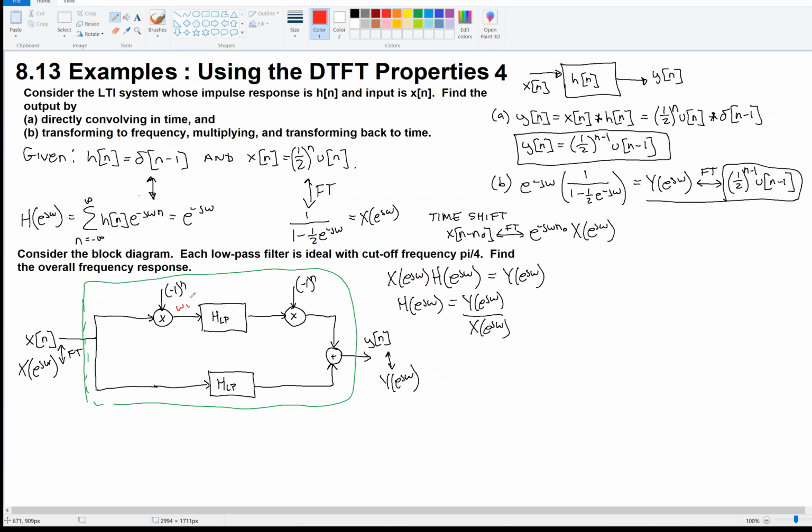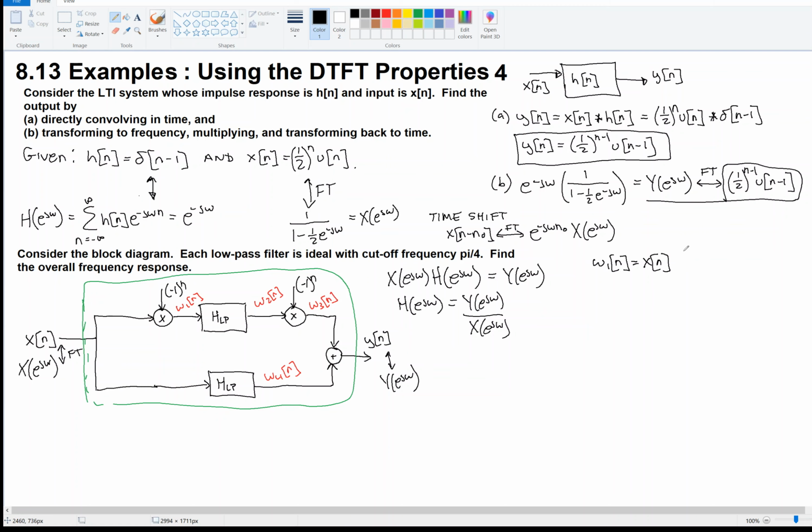So let's call this W1 of n. Let's call this W2 of n after the low pass filter. Let's call this W3 of n and W4 of n down here. All right, so let's talk about W1 of n. We'll probably run out of space eventually, but we'll go for right now. W1 of n is x of n times -1 to the n.